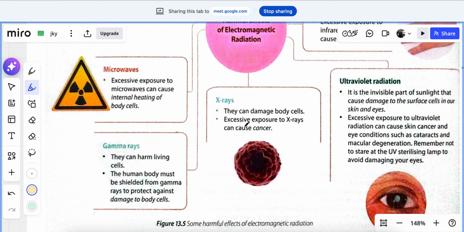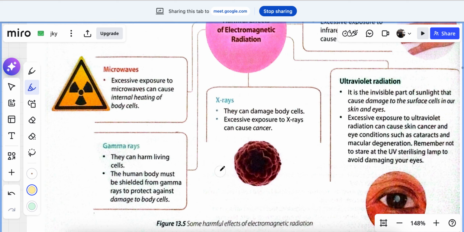What are the negative effects from X-ray? They can damage the body cells. That's why it's not good to go and take an X-ray for every little thing. Any small thing, you say, oh, my chest is paining me, I have to take an X-ray. It's not good.